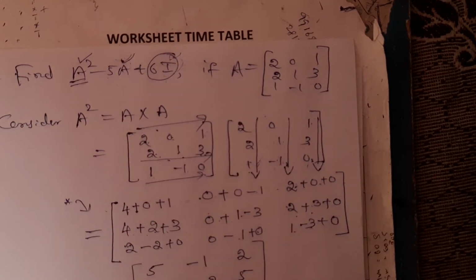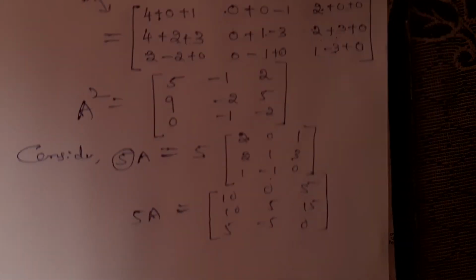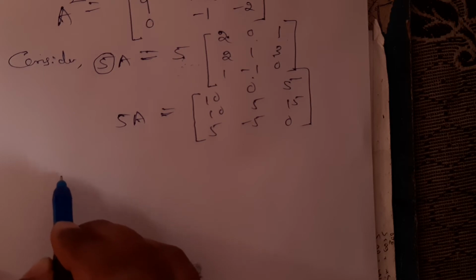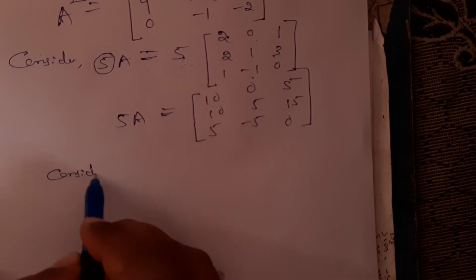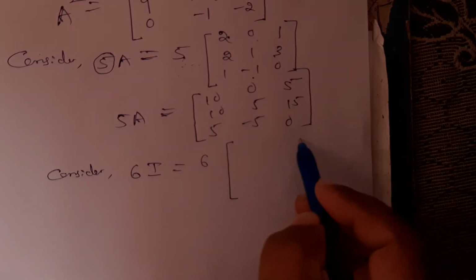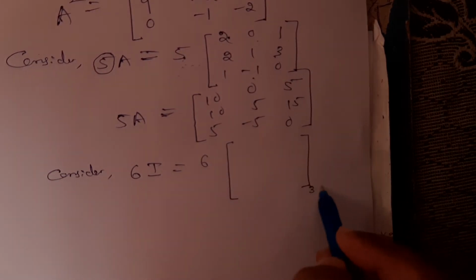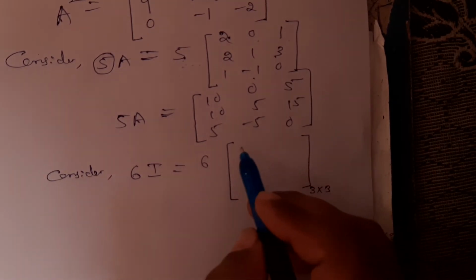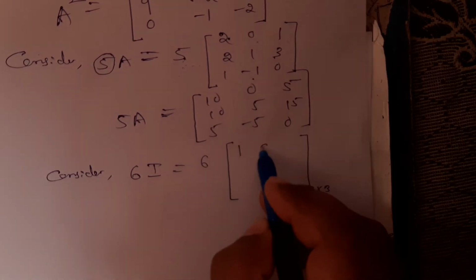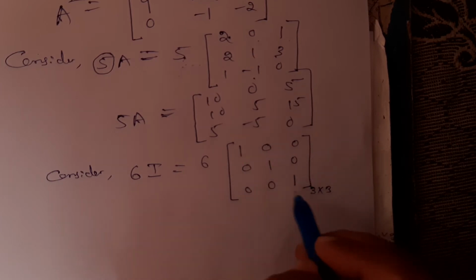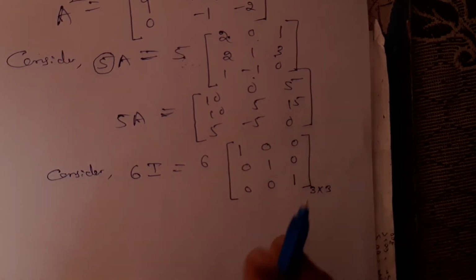Then 6i. So let me write 6i. So what is I? I is the identity matrix. Then consider 6i. See, 6i means identity matrix of order 3 cross 3, because the given matrix is order 3 cross 3. So what is the identity matrix? Meaning of identity matrix: all the diagonal elements should be 1. So I can write this as 1 0 0, 0 1 0, 0 0 1. See, all the diagonal elements are equal to 1. Such a matrix is called identity matrix.